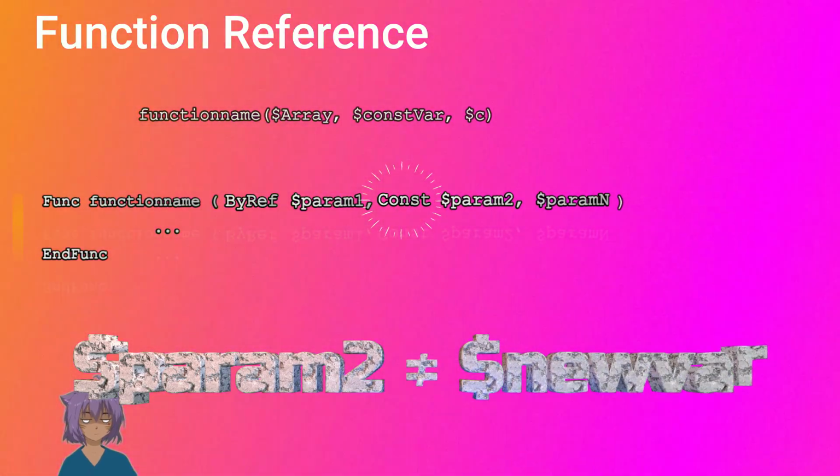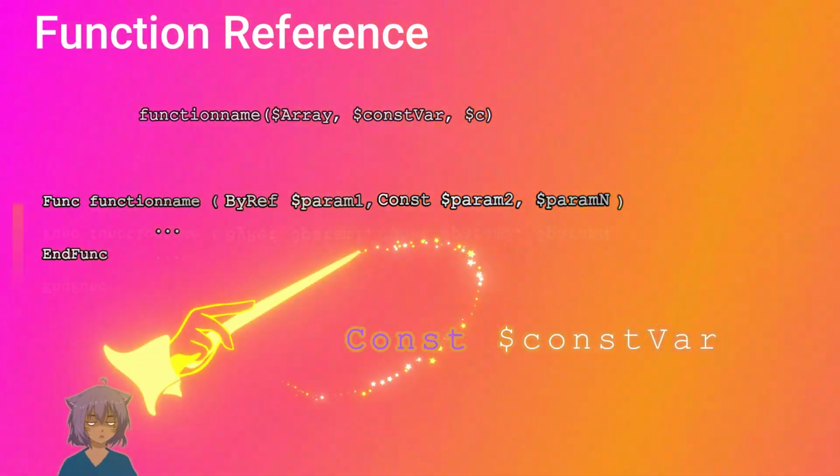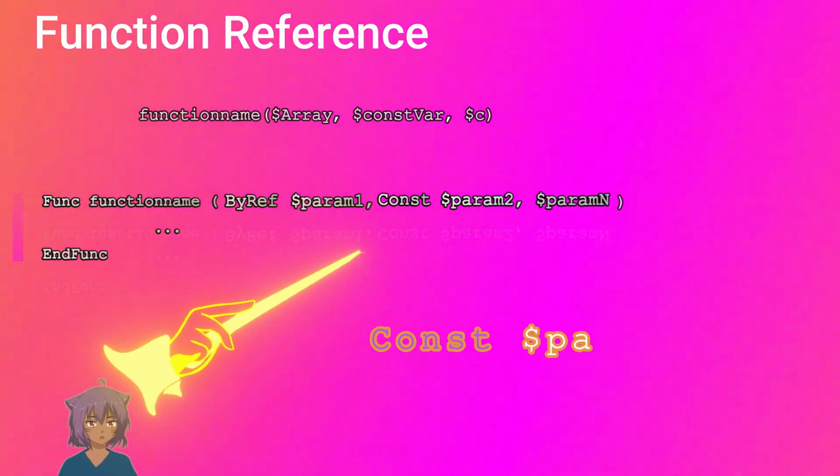Then we have constant, which is also an optional keyword and indicates that the value of the parameter will not change during the execution of the function. A variable declared constant can only be passed to a function using a constant parameter.